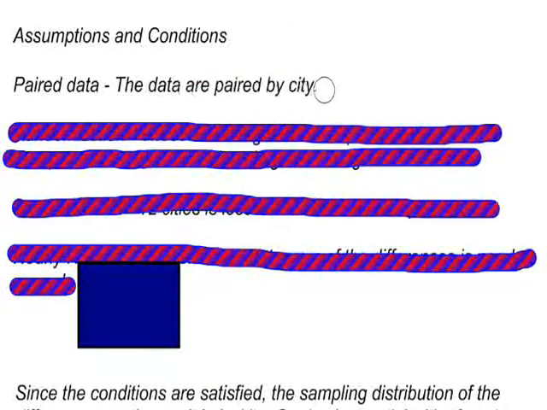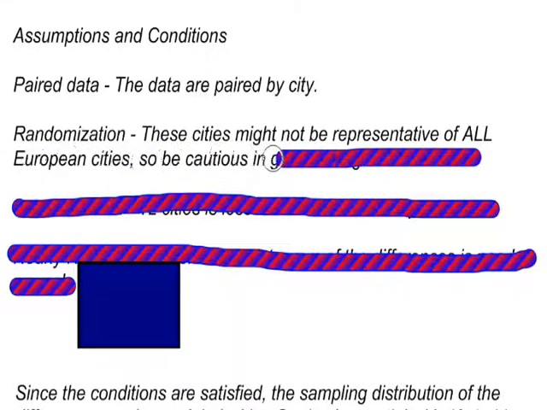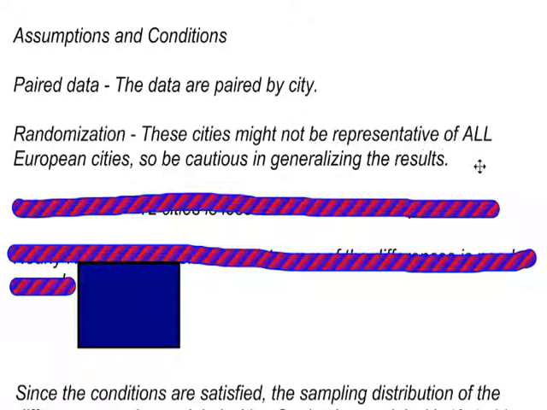The first assumption condition that I need to check is paired data. And in this case, the data are paired by city. The second condition I need to check is randomization. Well, in this case, I need to be careful because these cities might not be representative of all the European cities, so I should be cautious when I generalize the results. If these do not represent all European cities, then my results would be bogus. And the other thing is I didn't randomly choose these cities, so I hope that they represent the European cities.